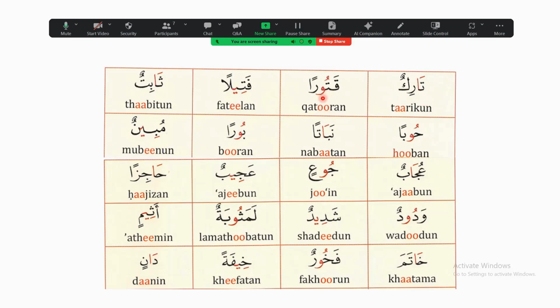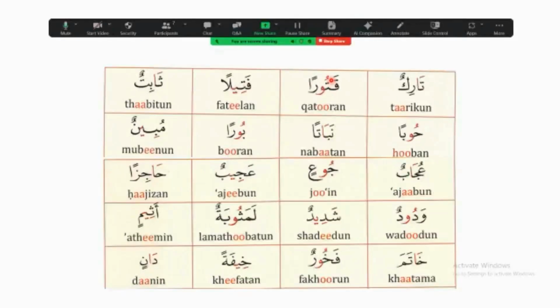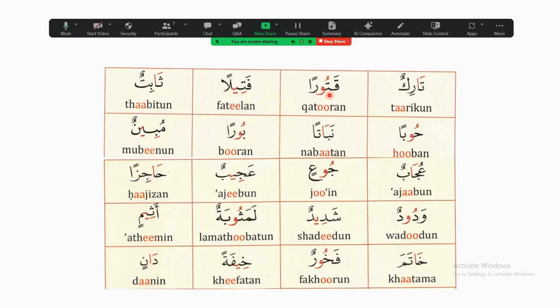quturan. Here we have a waw madda, which means that waw has a sakin, and on the previous letter there is a dhamma, which looks like waw, right? The waw and the dhamma symbol are similar in the way they are written. So quturan, quturan. Okay, here alif madda, alif sakin, and on the previous letter there was a fatha on ta.